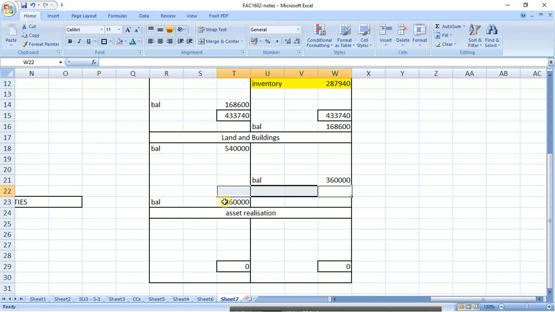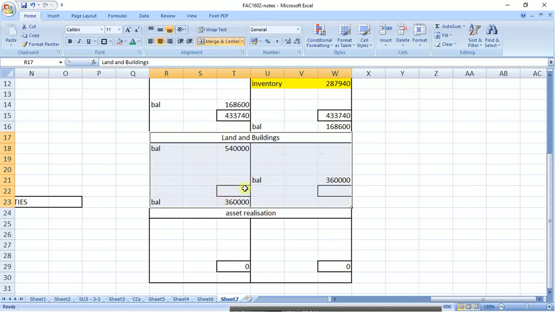50% of the selling price of land and buildings was received in cash, where the other outstanding was on credit. Good. So now we're looking at land and buildings in terms of the sale. How much of it was sold? 50% of the sale was cash, 50% was credit. So 100%. No, the difference is the balance, right?